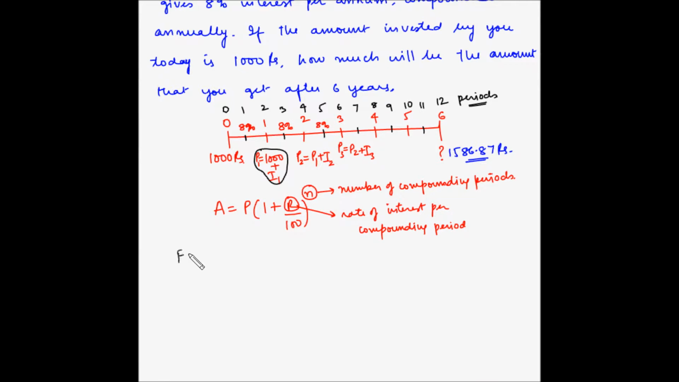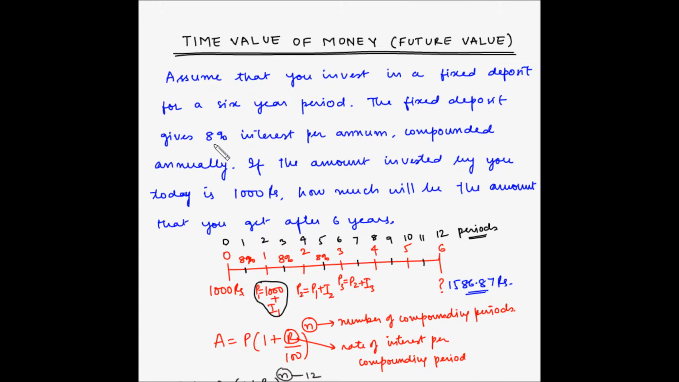So the formula for future value is present value into 1 plus r by 100 to the power n. Now if we are considering the compounding to happen semi-annually, basically we just saw that we have 12 periods, so n becomes 12. Now r is the rate of interest per compounding period. Now here the compounding period is 6 months, but we have been given the rate of interest per annum, which is 12 months. Now for 12 months the rate of interest is 8%.